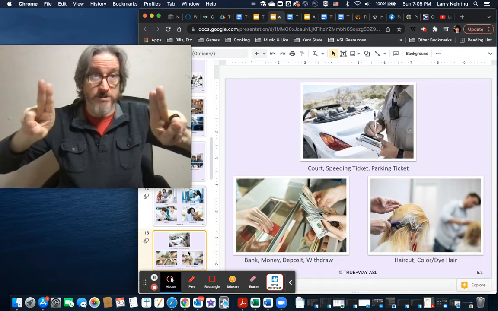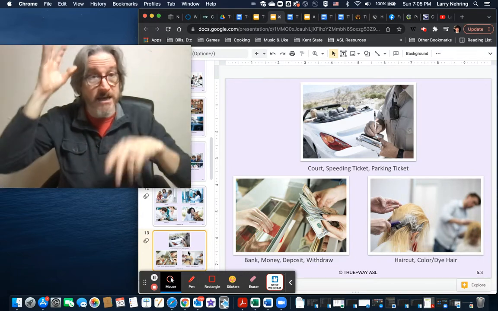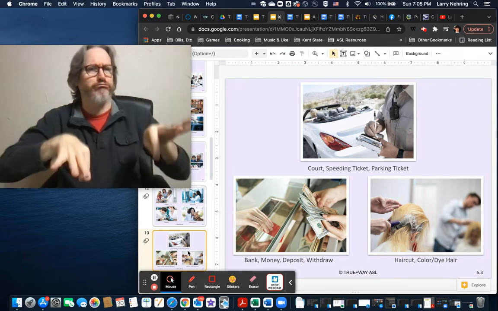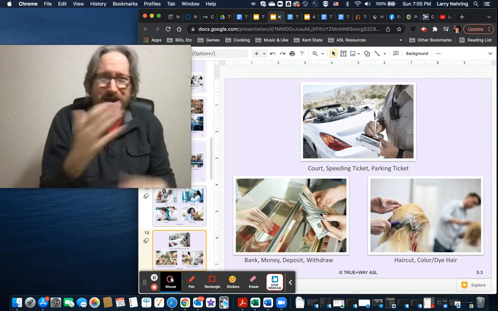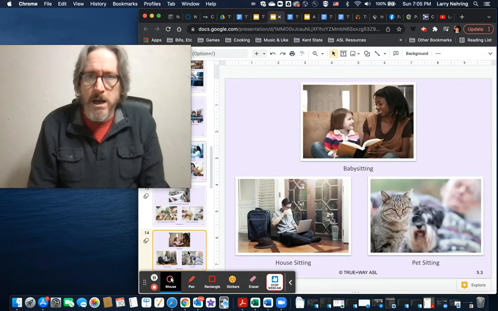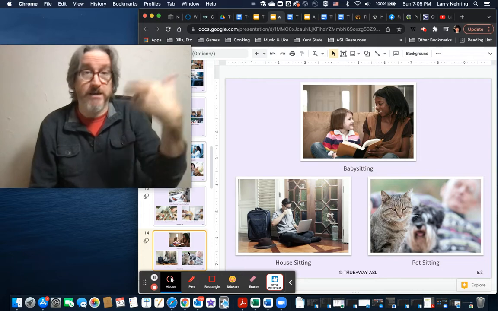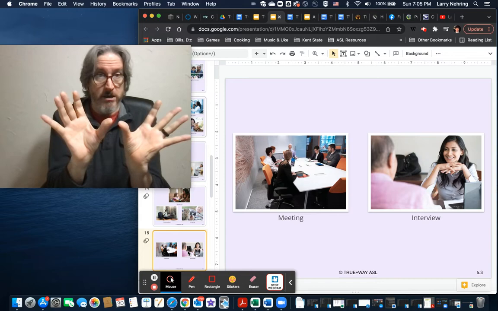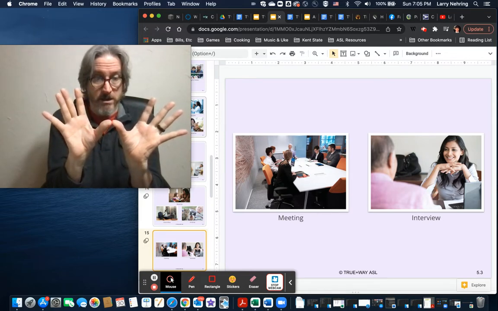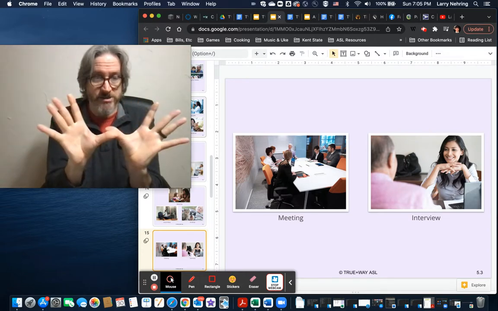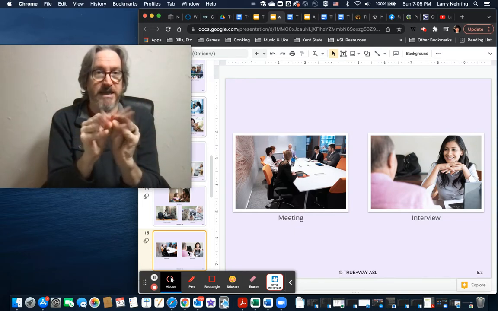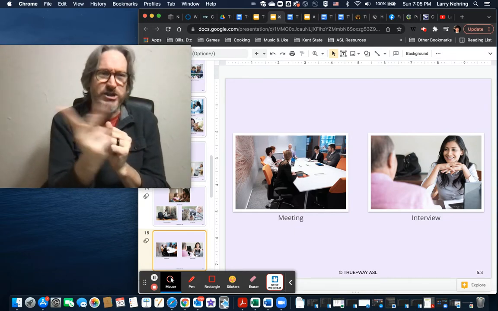Haircut. So just chop, chop, chop, and cut here. Hair dye or hair color. It makes sense. Again, babysitting, house sitting, pet sitting, just like we did a few minutes ago. Meeting. Now, for meeting, here's all the people that are coming to the meeting, and you put your two thumbnails together and bring them into the middle. Meeting. So here's the table that everybody's meeting at. All the people are coming in to discuss. Even if it's just two people, you still have a meeting.